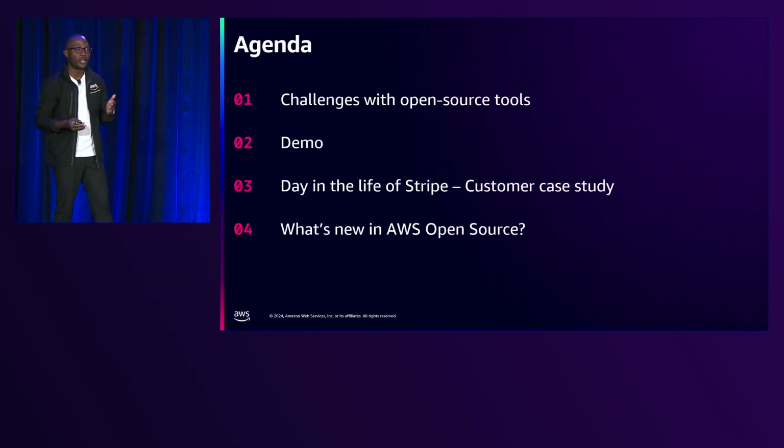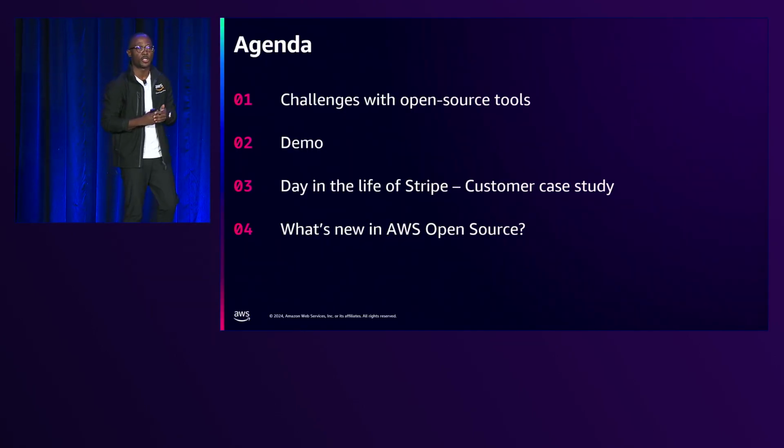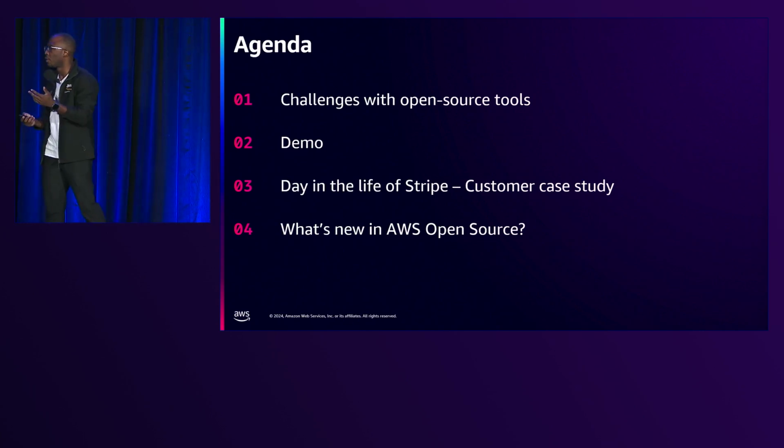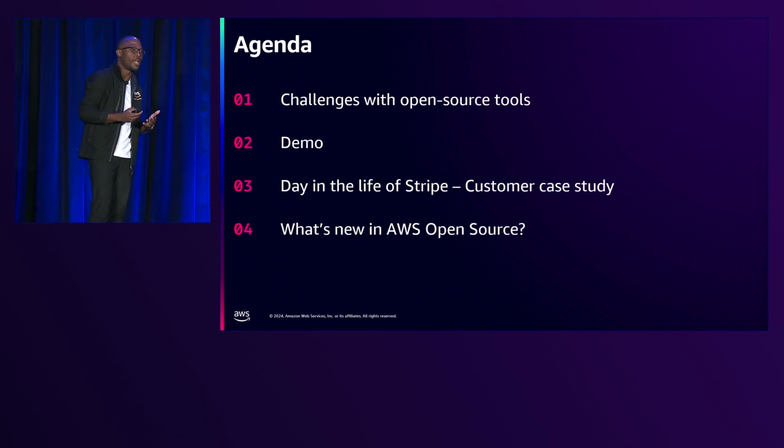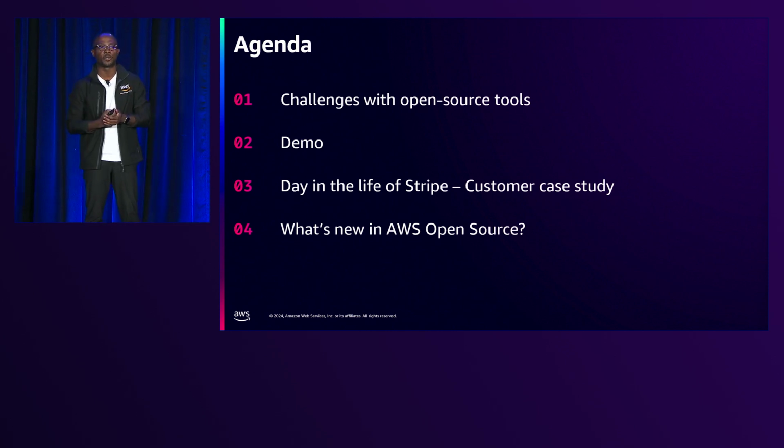So today, in this session, we'll talk about the challenges for open source observability, and then I will walk you through a demo. Cody is going to talk about their experiences at Stripe, and Mark's going to end with a presentation with what is new on managed open source at AWS.